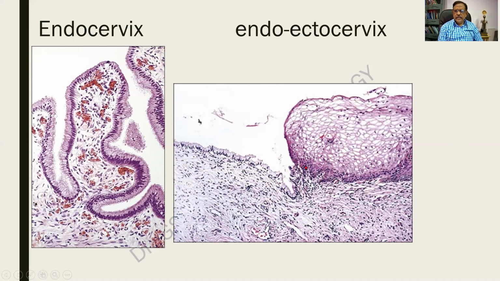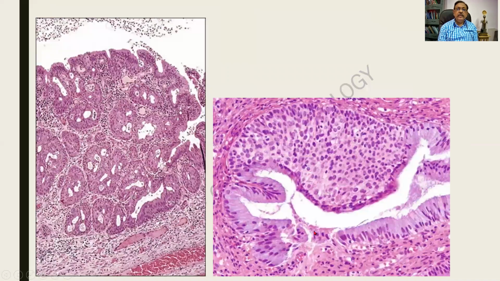This is a junction of the endocervix and the ectocervix. Ectocervix, as I mentioned earlier, is lined by stratified squamous epithelium and the endocervix by the columnar epithelium. And this is the stroma. Look at this particular slide. It gives you a very clear concept about the metaplasia.